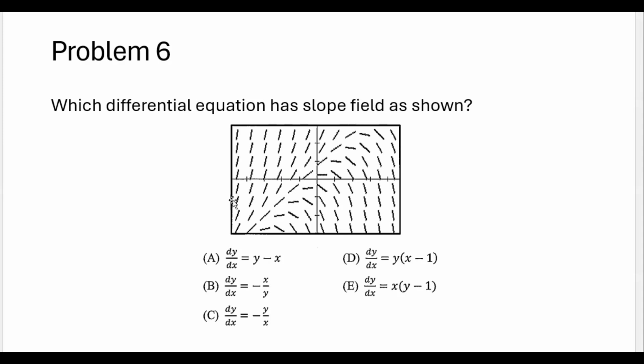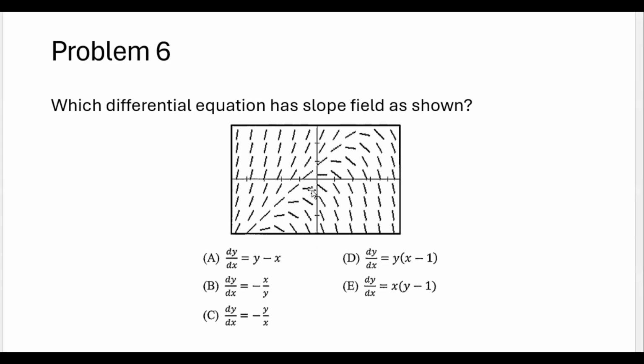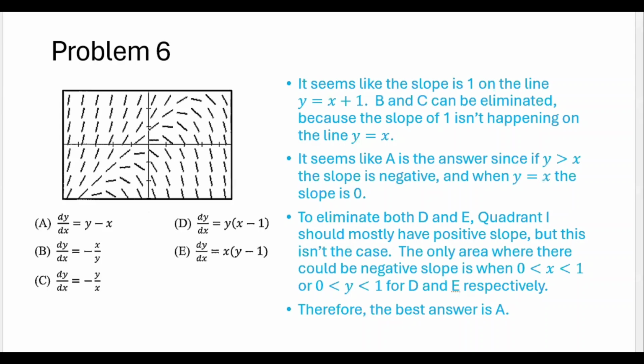So based on doing the previous problem where the slope was unchanging on the line y equals x, it's not over here. So on this line y equals x is probably something like this. It's changing, actually. Look, it's changing. So we can eliminate B and C here. So we're left with A, D, and E. Now what do we do?